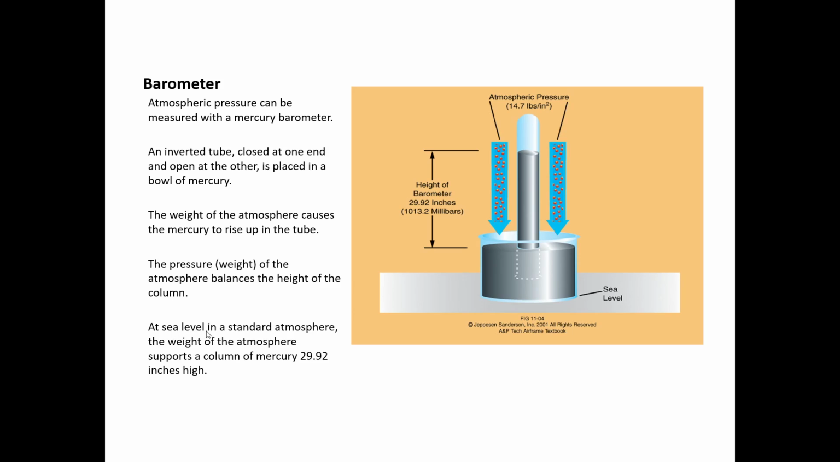At sea level in a standard atmosphere, the weight of the atmosphere supports a column of mercury 29.92 inches high. You'll see that number a lot, so that's the better one to keep in the memory as opposed to the 14.7.